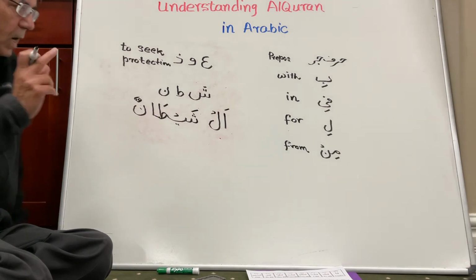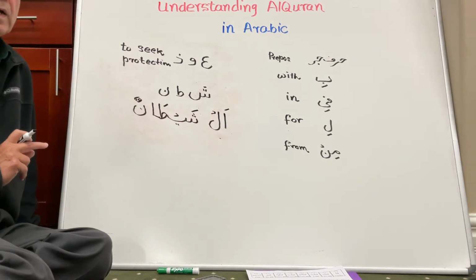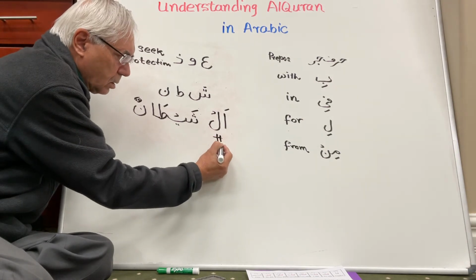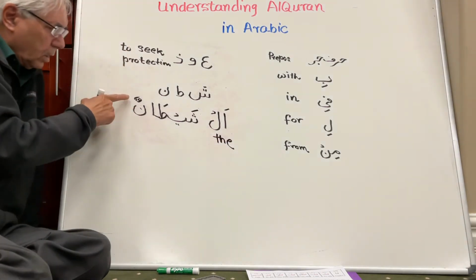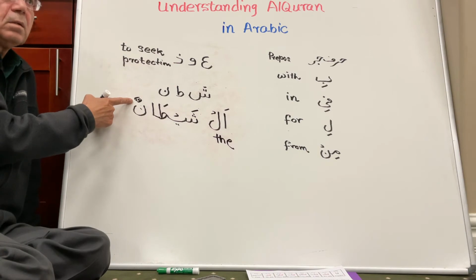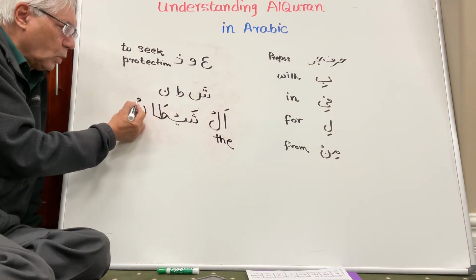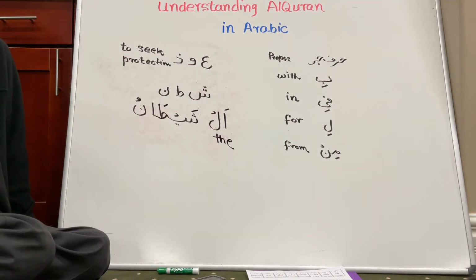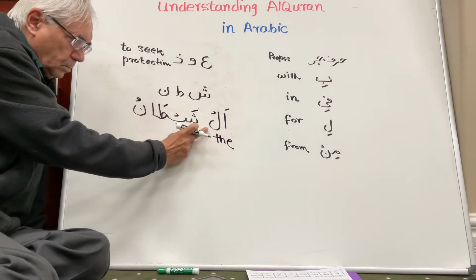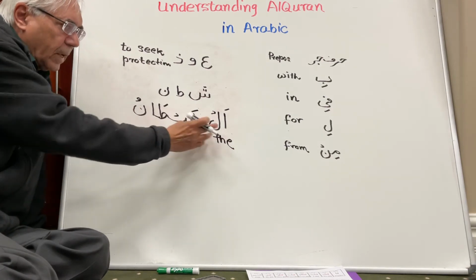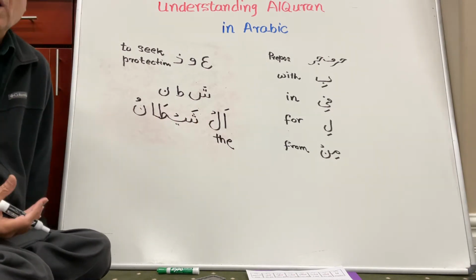Now, what is al going to do? As soon as you put al, it means the. You look at the last letter. It says two pesh. It says, I don't like two pesh, I'm going to change this to one. That's the characteristic of al. Now, when you pronounce these together, separately they are al-shaytano.